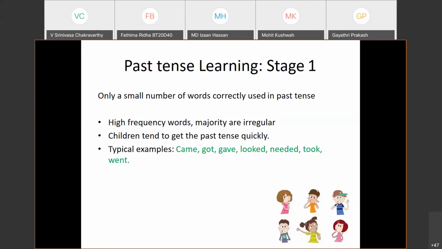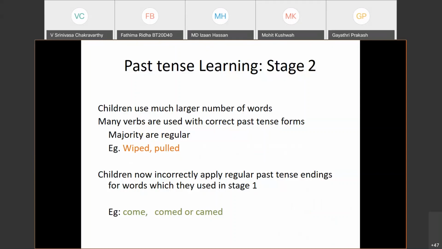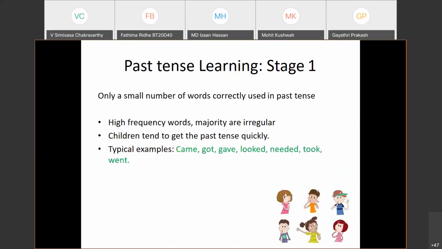So the children make a standard kind of error when they acquire these verbs. Let us see how it works. In stage one, children just pick up simple words like came, got, give, took, went, and most of these verbs are irregular, and the children just learn them effortlessly because it's a small stock of words, and they seem to just memorize it, like a lookup table. This is the present tense form, and this is the past tense form.